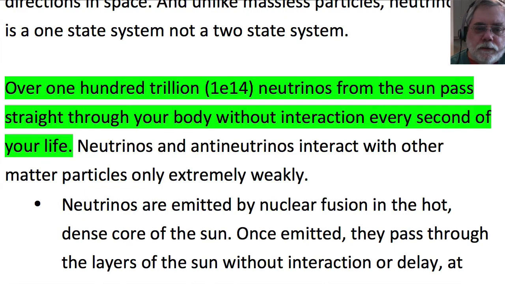Over 100 trillion neutrinos from the Sun pass straight through your body without interaction every second of your life. Neutrinos and antineutrinos interact with other matter particles only extremely weakly.